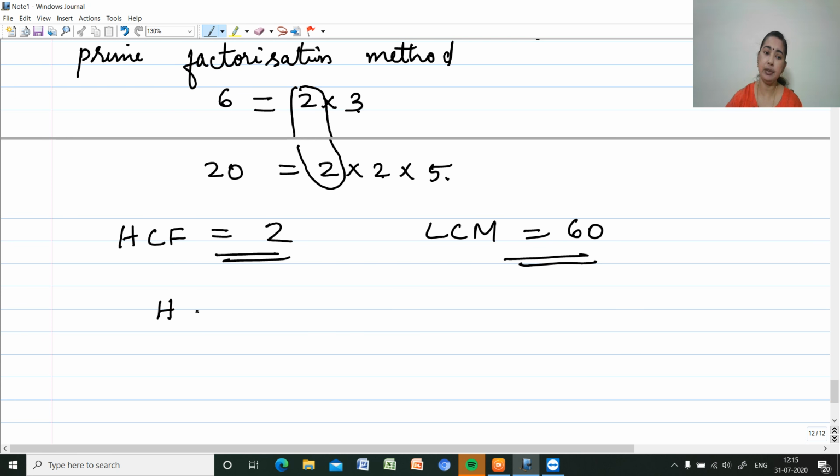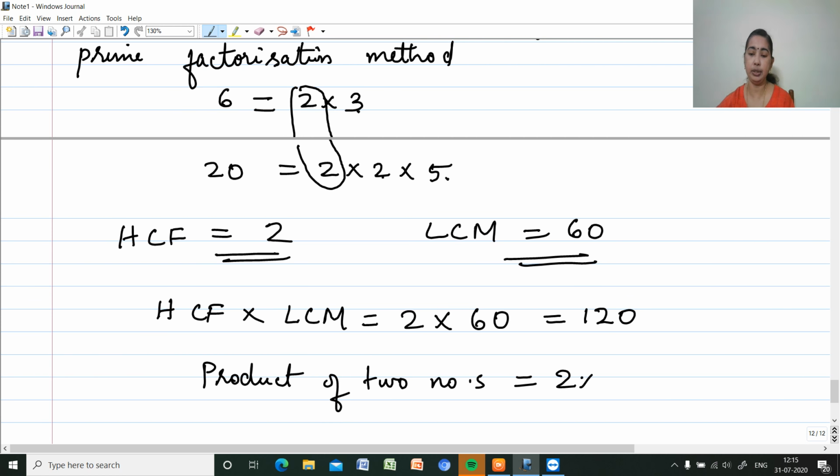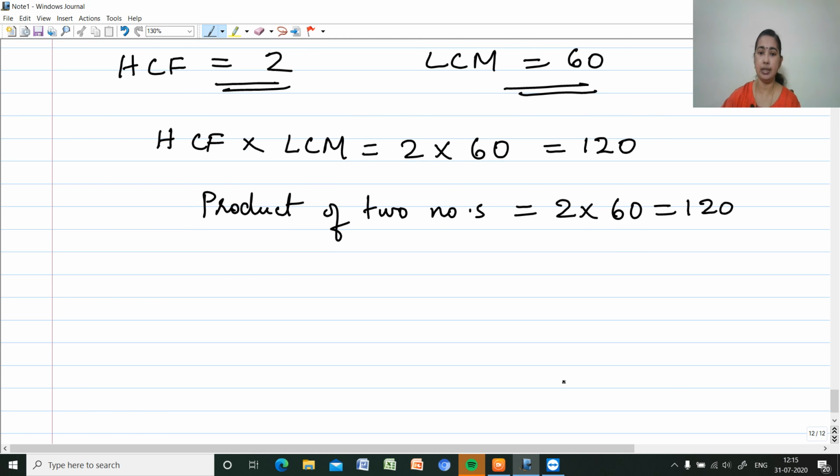Now what do we get if we multiply these two, HCF into LCM? HCF is 2 and LCM is 60. We are getting 120. And what about the product of the two numbers? The product of the two numbers, 6 into 20, is again 120. So we can say that HCF into LCM is equal to the product of the two numbers. So that is the concept which we were learning just now.